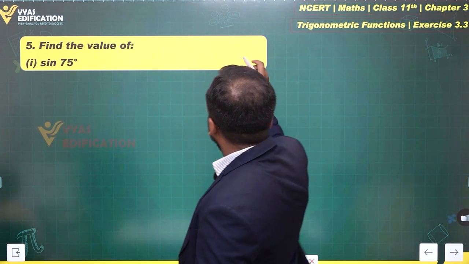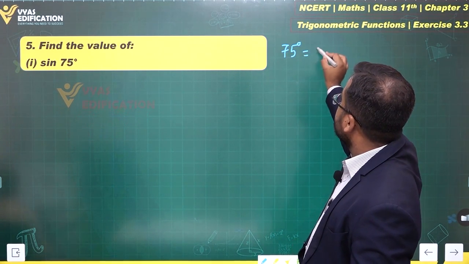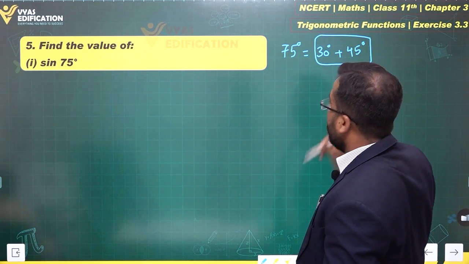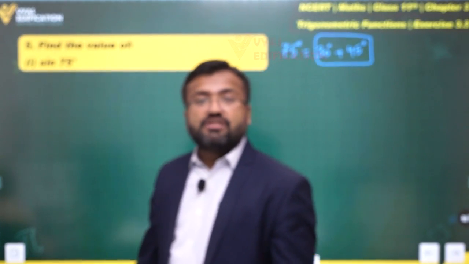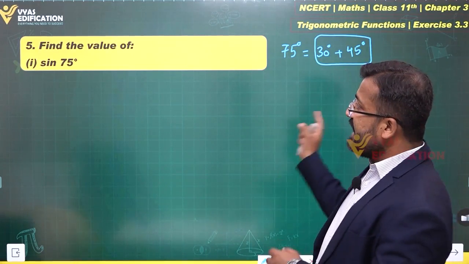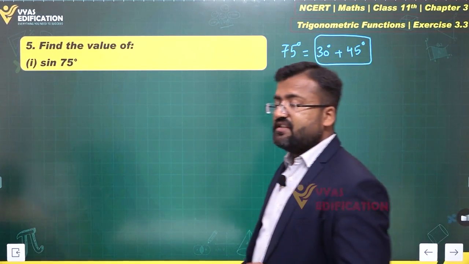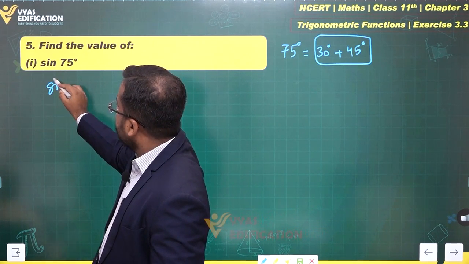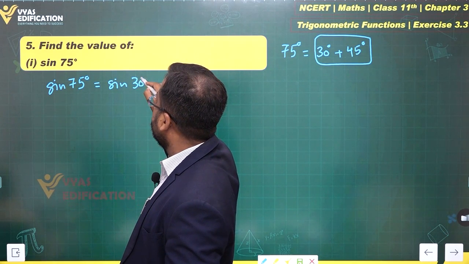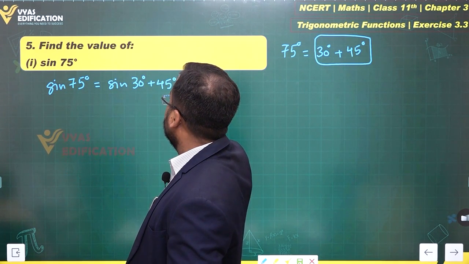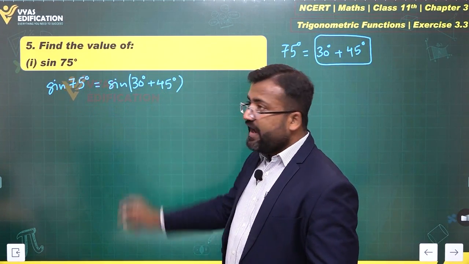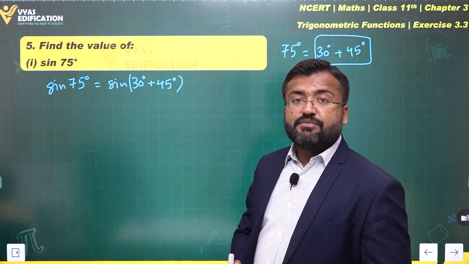75 degree is actually the sum of two angles whose values are well known, 30 degree and 45 degree. We know sine 30, cos 30, we know sine 45 degree, cos 45 degree, we know all of those things, right? 75 degree is actually a sum of these particular angles. So for finding sine 75 degree, I can write it as sine of 30 degree plus 45 degree, and after writing it as a sum of two angles, we can apply the formula of sine A plus B.